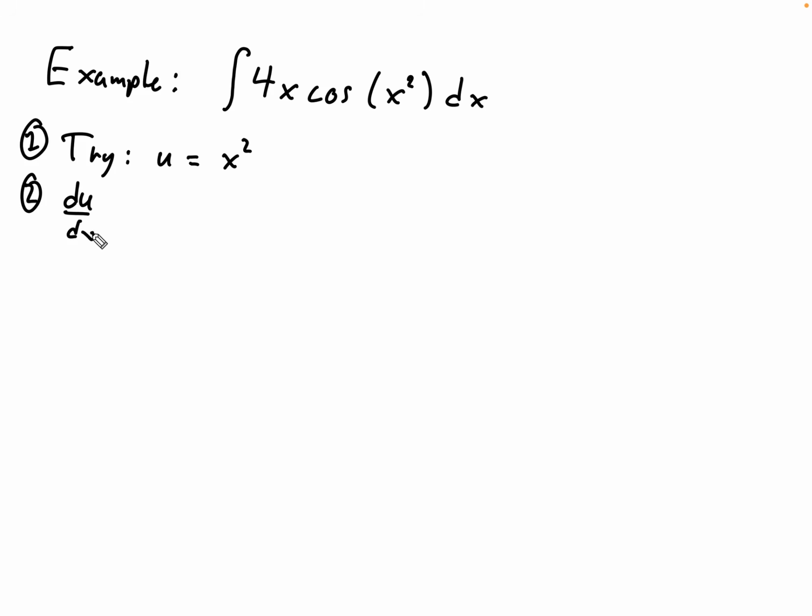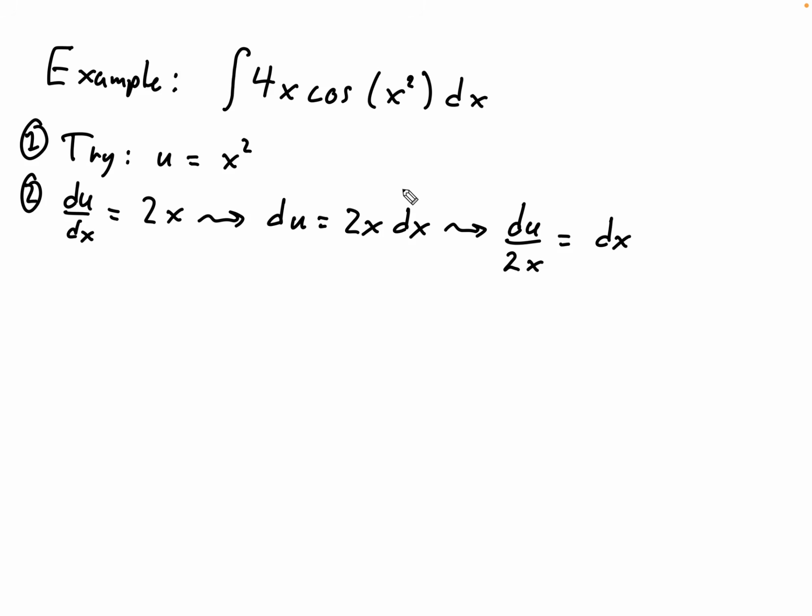Second step is to find the derivative of u. The derivative of x squared is simply 2x. Now we want to solve this expression for dx. You can treat du over dx as a fraction, so you can multiply both sides by dx. du equals 2x dx. Divide by 2x to solve for dx. We have du over 2x equals dx.